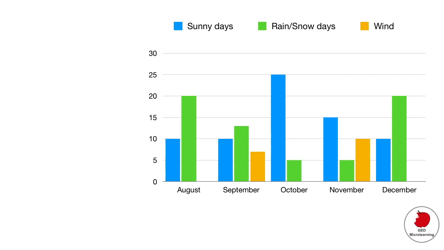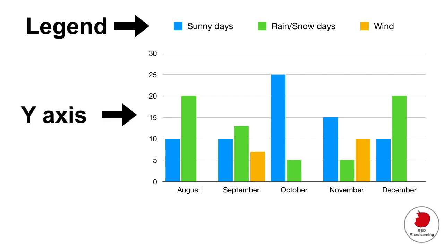As always, start at the top with the title. You don't have a title here, but you have a legend. This legend is telling you what is shown in the graph. In this case, the blue bars are the number of sunny days, the green bars tell you rain and snow days, and the yellow bars tell you the number of windy days.